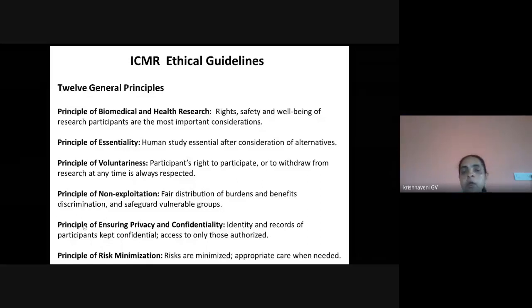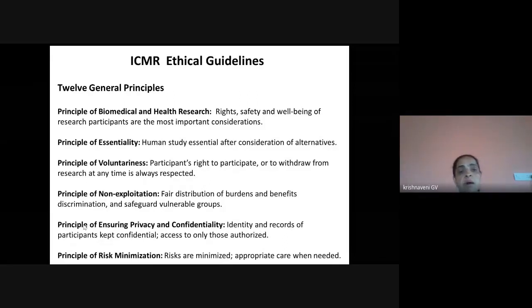And you also should make sure that just because they withdrew from the research, you shouldn't harm them in any other way, like their right to get treatment from a hospital, or, if you are powerful, you can't just make them suffer in some way. So the principle of voluntariness should be respected.